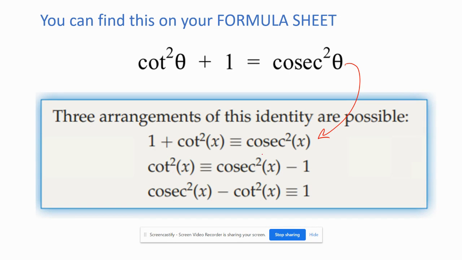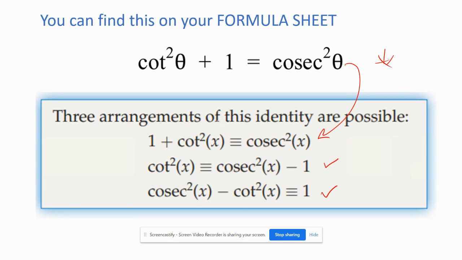If I rearrange this formula and I put the cot on the left hand side, make it the subject and put the 1 across, then I get this formula, it's just rearranged. Or if I put the cot squared on the right hand side, then I get this one here. So these are all the same formulas as the one above, except they're just rearranged.